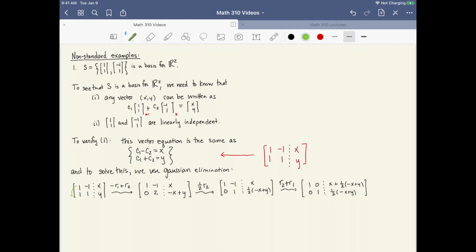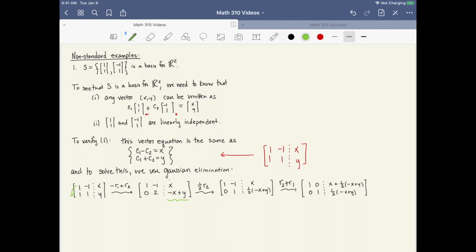So we're going to eliminate this one first, and we're going to take minus row 1 plus row 2 into row 2. When we do that, entries down here are going to be the numbers 0 and 2, and then you just have to take care to keep track of your x's and y's. Minus x plus y goes into row 2, so that's why you see a minus x plus y here.